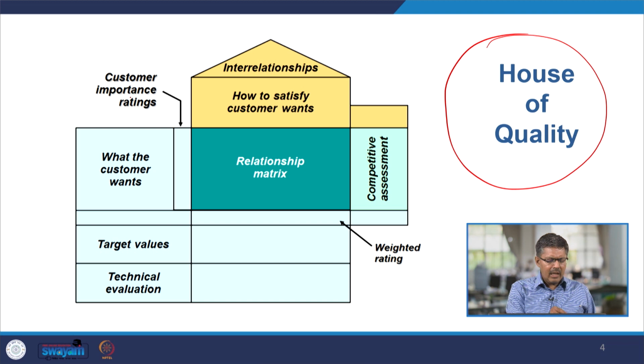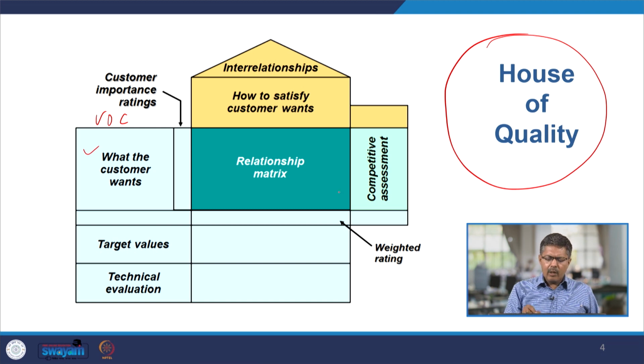For example, on the left side we have customer importance ratings, and this is something we call the voice of the customer. We indicate what the customer wants, and then after understanding that, we translate it in terms of technology, how to satisfy the customer wants. In order to convert these customer wants in a tangible manner, we have technical requirements. Then we find out what relationship exists between the customer demand and the technological requirements.